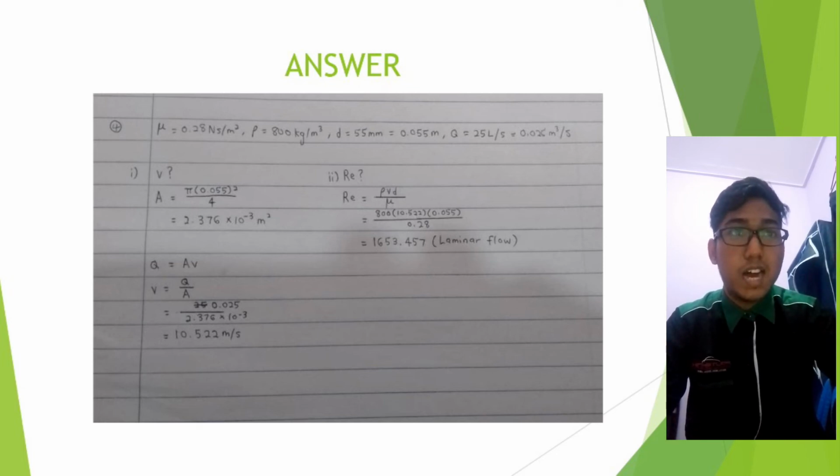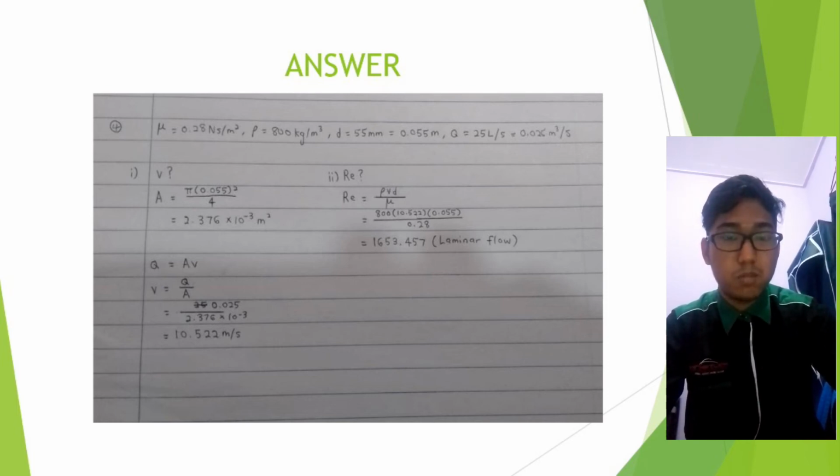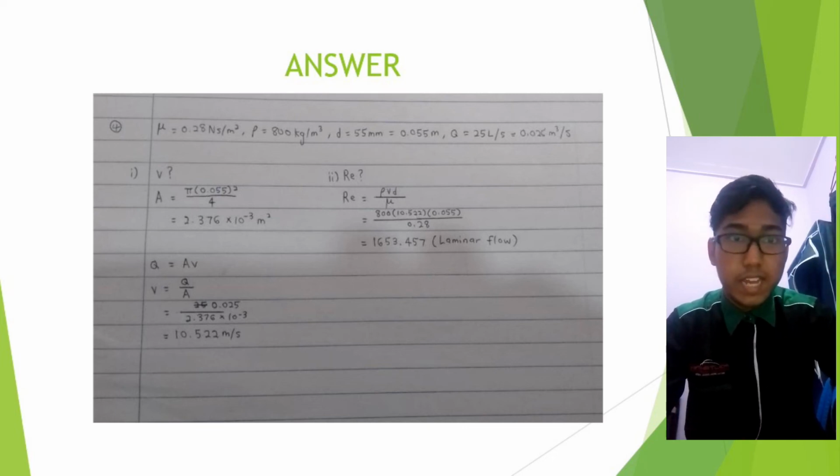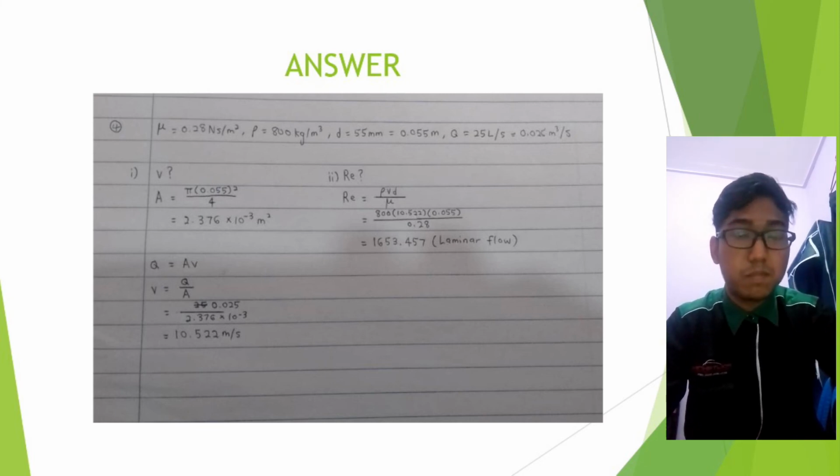So diameter, we know it already from the question above. So we need to put it into the formula. So area equal to pi multiplied by 0.055 power of 2 divided by 4, and then we will get 2.376 exponent negative 3 meter squared.